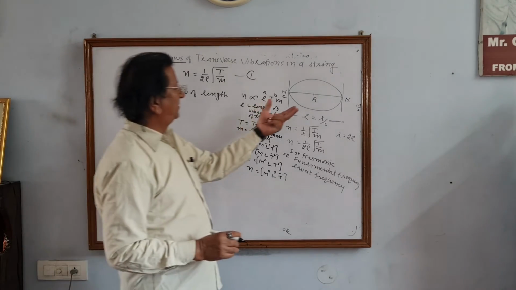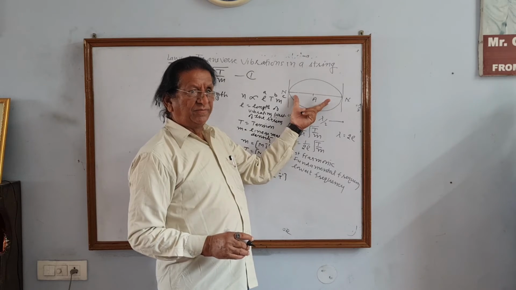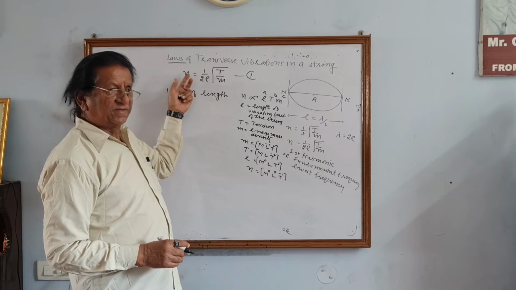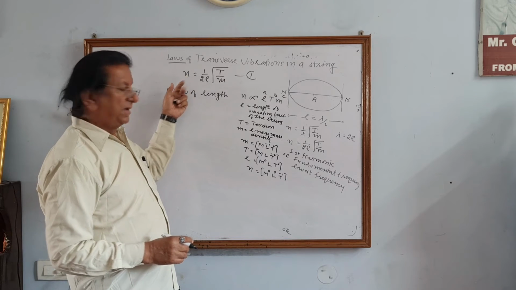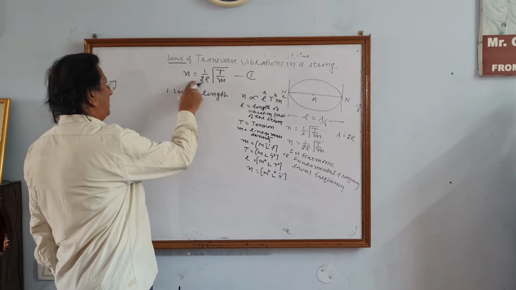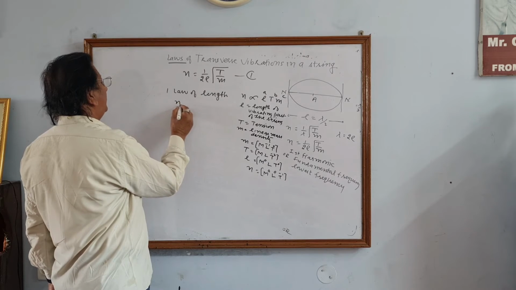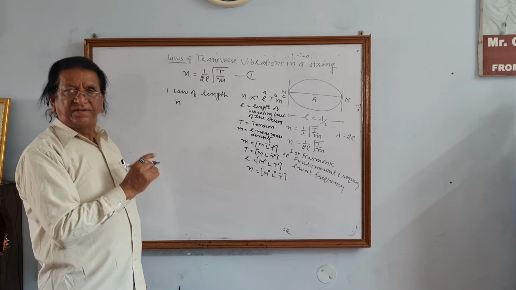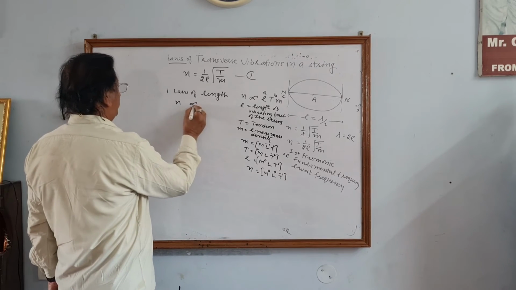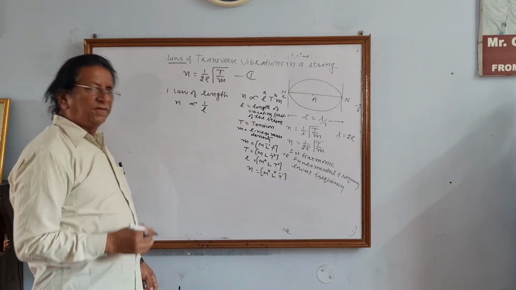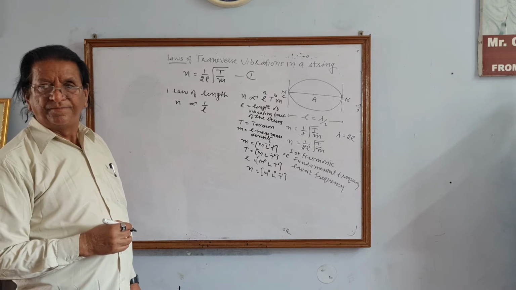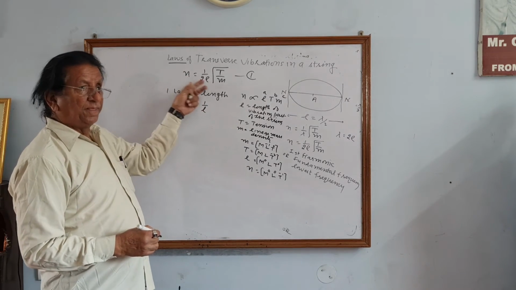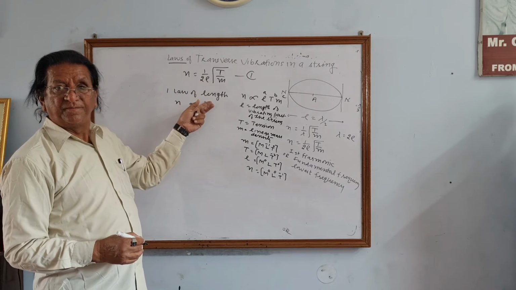Here the string is made to oscillate in one segment. We are talking about the fundamental frequency, the minimum frequency, the first harmonic. The first law is the law of length. It states that the fundamental frequency of transverse vibration in a string is inversely proportional to the length of the vibrating part of the string. N and L are written like this: N is inversely proportional to L.